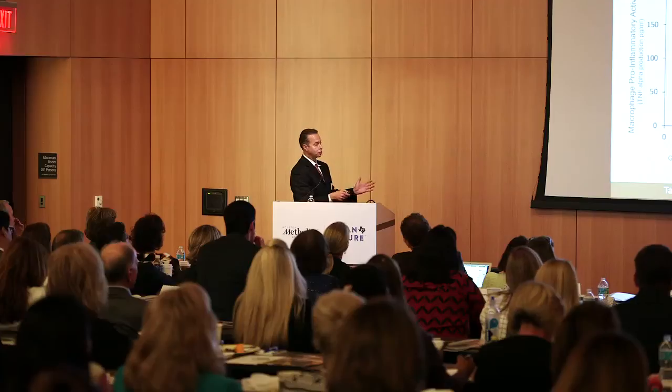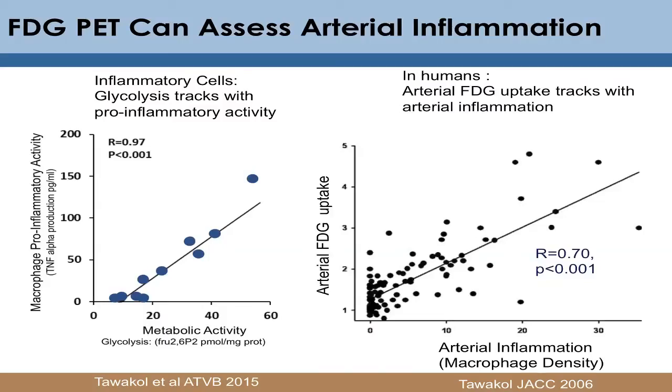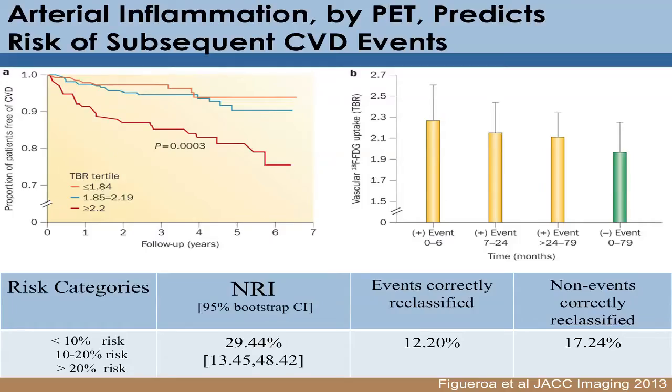Fortuitously, we can see that the same imaging approach could be used to look at the arteries as well. We know, for example, that the metabolic activity of inflammatory cells very nicely correlates with the amount of pro-inflammatory activation of those cells. So this is in vitro. But if you look into patients, in humans, arterial FDG uptake nicely correlates with arterial inflammation, macrophage density. Moreover, the inflammatory signal we get from humans very nicely predicts their subsequent risk of heart attacks and strokes. So this all fits nicely together.